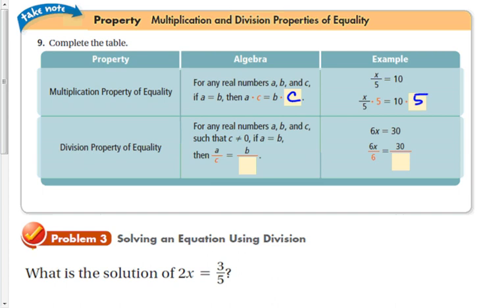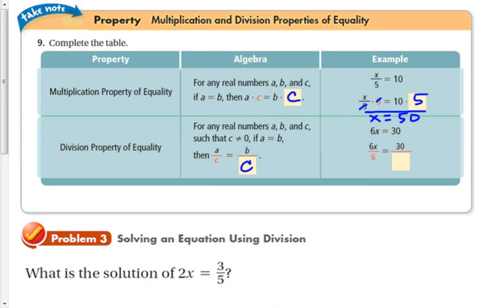And here's an example. The reason why we multiplied by 5 in this equation is because if I take x divided by 5 times 5, those 5's cancel out and they just equal 1. And 1 times x is x, so I can get the solution equation then.